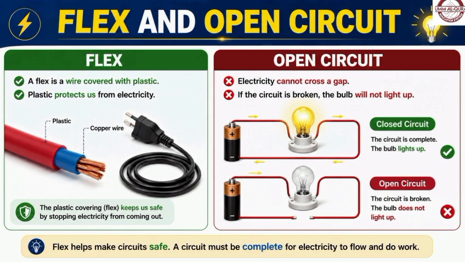Open circuit: electricity cannot cross a gap. If the circuit is broken, the bulb will not light up. Now we see what is a closed or open circuit. In a closed circuit, the circuit is complete and the bulb lights up. And in an open circuit, the circuit is broken and the bulb does not light up. Flex helps make the circuit safe. A circuit must be complete for electricity to flow and do work.